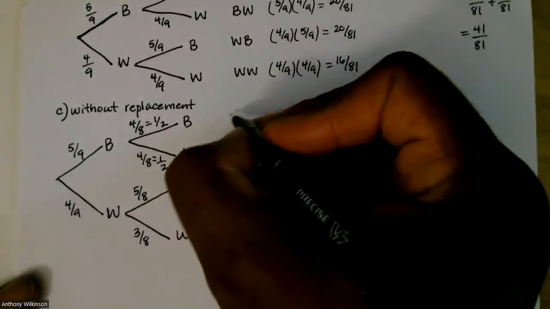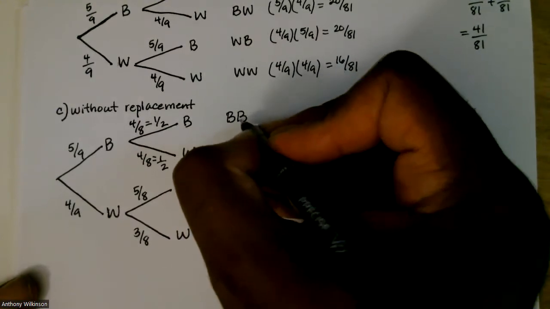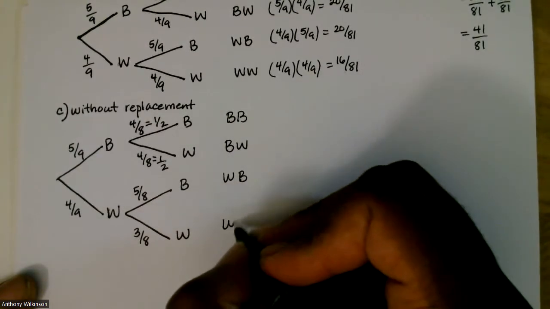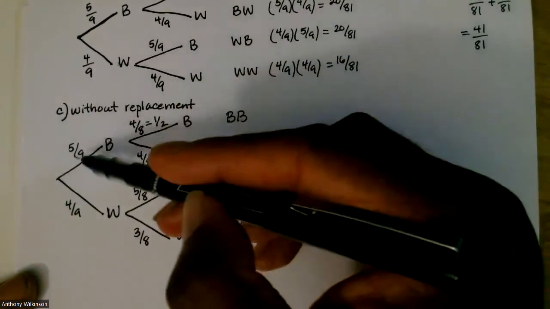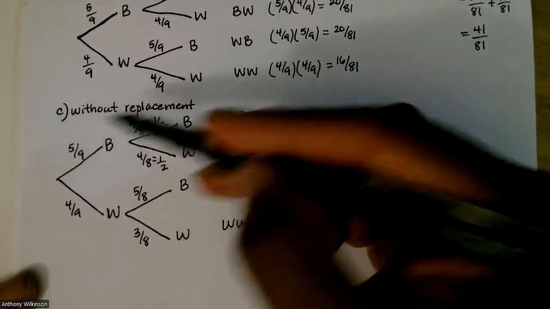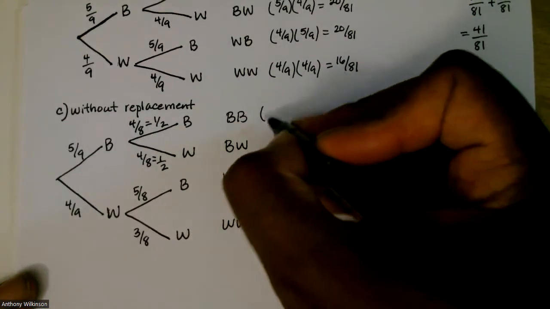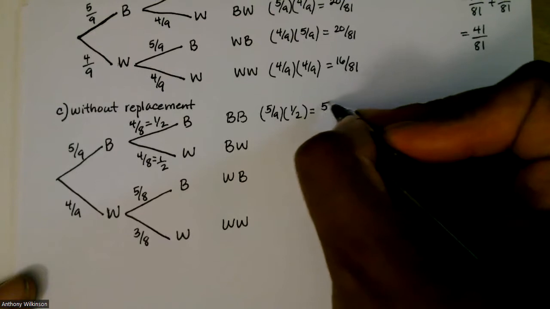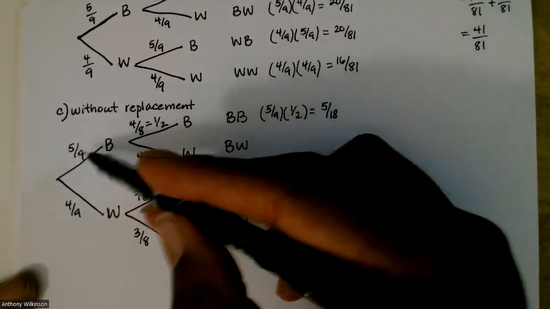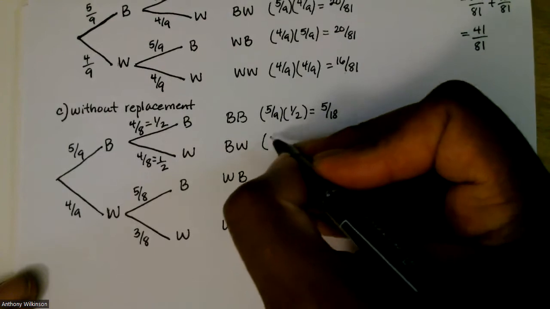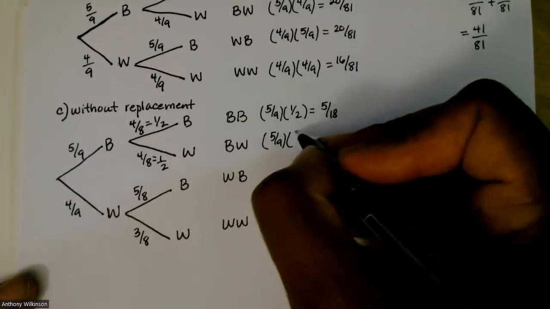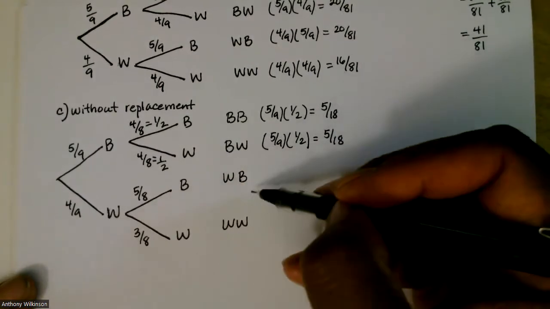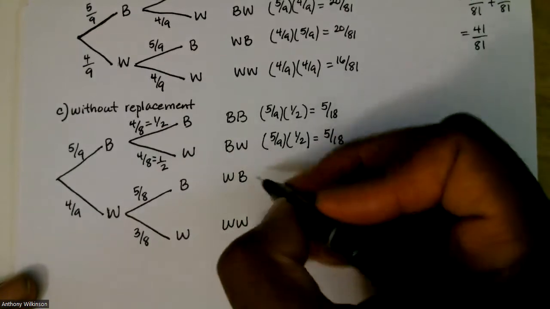Now let's list all of our outcomes and their probabilities. I have a black and a black, a black and a white, a white and a black, a white and a white. Let's multiply along the branches here. So I have 5/9 times 1/2, which will be 5/18. And then 5/9 times 1/2 for a black and a white, that's still going to be 5/18. Then a white and a black, 4/9 times 5/8.